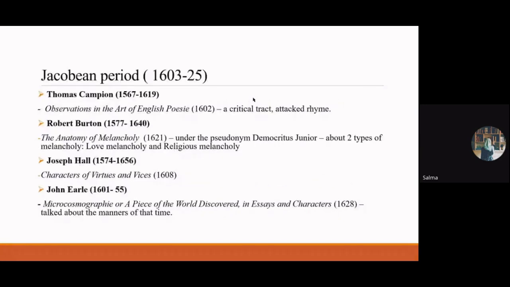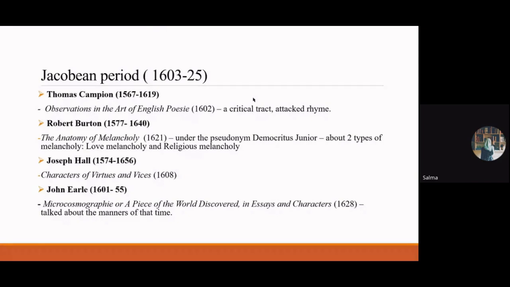Then moving to the next slide, moving to the Jacobean period, we have these writers: Thomas Campion, who has written this work, Observations in the Art of English Poesy, a critical tract attacking rhyme, and Robert Burton, who wrote The Anatomy of Melancholy. He wrote under the pseudonym Democritus Junior. This was once asked in NET, and it talks about two types of melancholy, love melancholy and religious melancholy. This was also a question in NET.